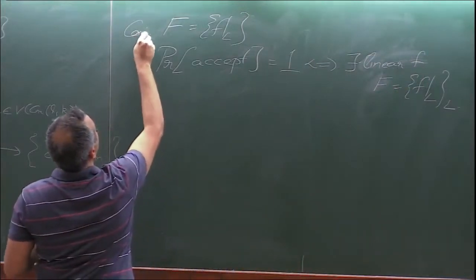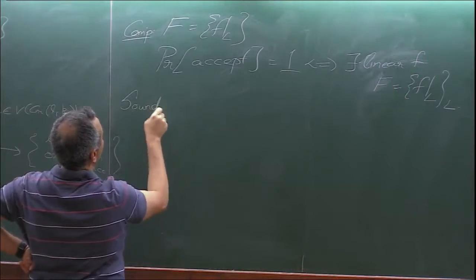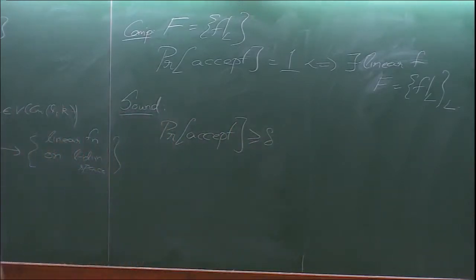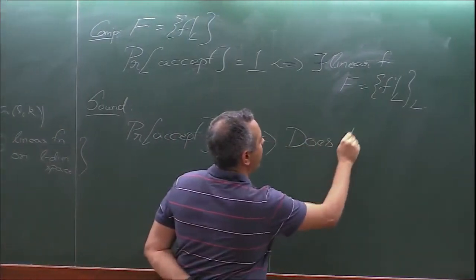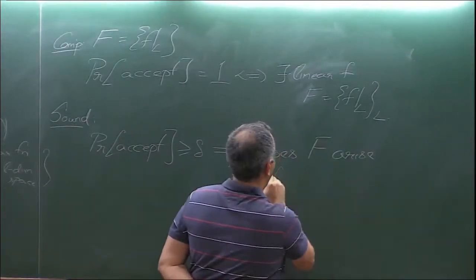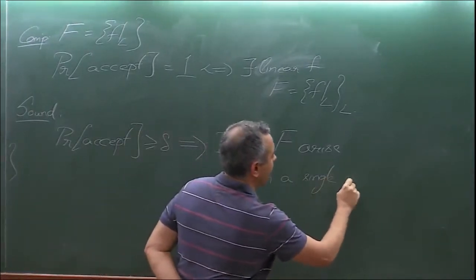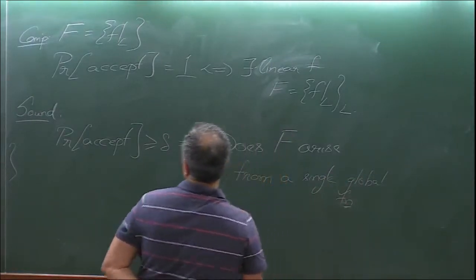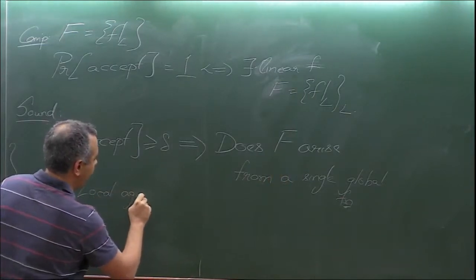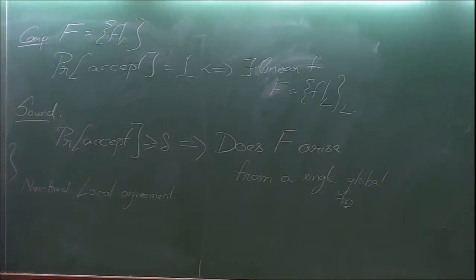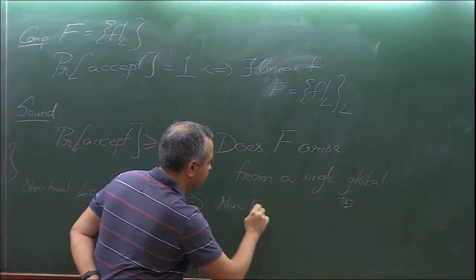What we are interested in is the other direction. Suppose the test passes with some probability delta. Can we say something about capital F? Can we say that capital F somehow looks like a linear function? Can it be glued together? Does F arise from a single global function? In some sense, what we are asking is, if there's some non-trivial local agreement, so not just barely, but you have some extra local non-trivial agreement, does that imply some non-trivial global agreement? This is the question which we want to ask.